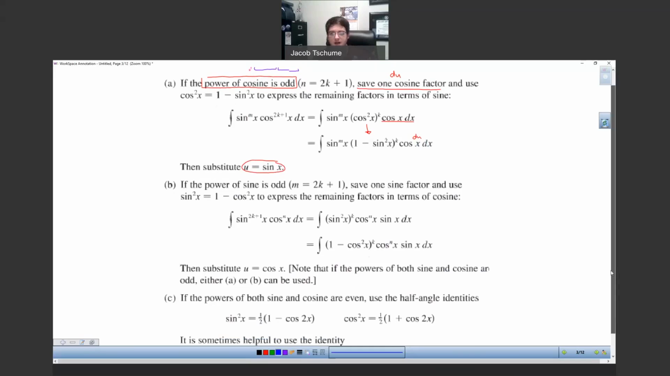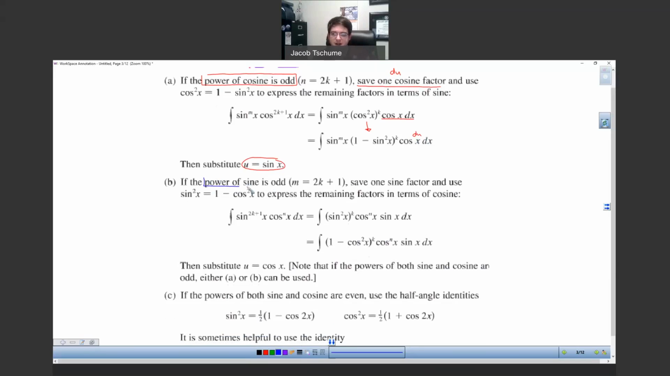If the other term is odd, so if the power of sine is odd, you're going to do everything exactly the opposite of what you just did. You would instead save one sine factor, and then you have to use a different variation of the Pythagorean identity. You would have to use sine squared equals 1 minus cosine squared in order to express everything in terms of cosine. So kind of showing you the same idea. If you've got an odd power of sine, you would break that off. Then you would have to rewrite the remaining sine terms in terms of cosine so that you can let u be cosine and set up your U-substitution.